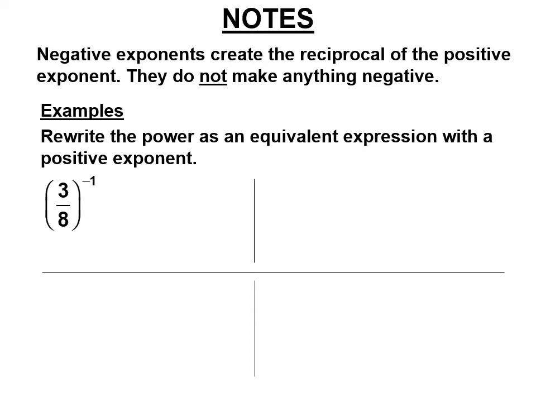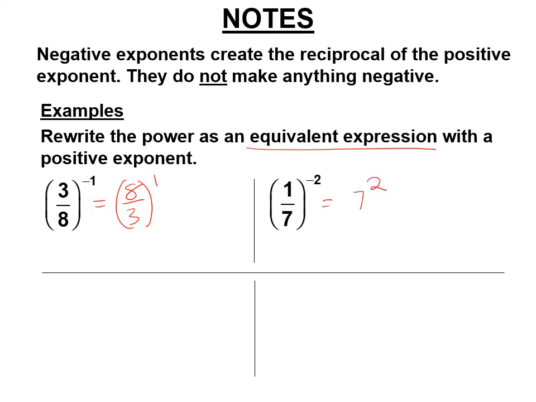All right, so negative exponents create the reciprocal of the positive exponent. It says rewrite the power as an equivalent expression with a positive exponent. So the reciprocal of 1/7 is 7, and so this is equal to 7 squared. So you flip over the base and you change the negative exponent to a positive exponent. Both of those equal 49.